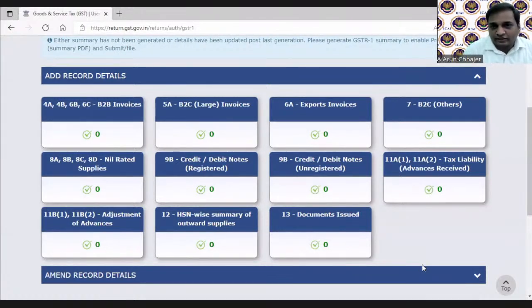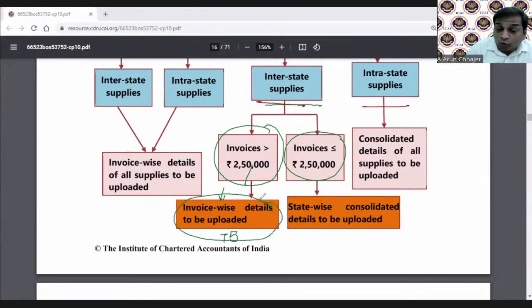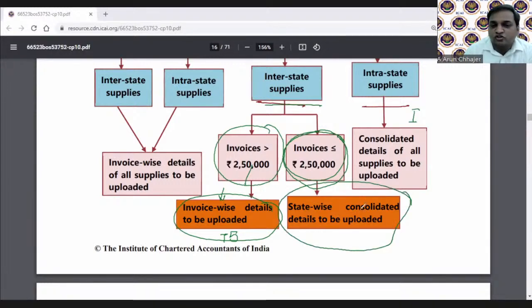Sure. I was talking about B2C supply. B2C supply can be inter or can be intra, right? And in case it is inter, see, individual invoice is greater than 2.5 lakh or it is up to 2.5 lakh. If it is greater than, it has to be entered in that table 5, that is invoice wise. But if it is up to 2.5 and intra-state supply any value, these need to be entered consolidated in table 7, but that to be state wise. Not required to remember the table number because it is not in the syllabus, but I have explained so that you can practically correlate the discussion.